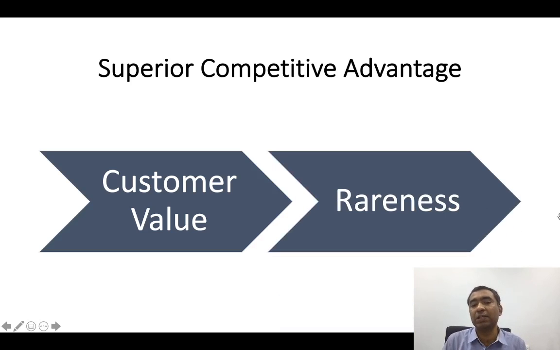The second one is rareness. It means that your competencies or capabilities can create customer value, but they are also rare. They are not available for everybody, or not every organization or every competitor can create this type of capability easily. So this is rareness. Your capabilities are rare. They are only with you, and other people or organizations cannot replicate them easily.